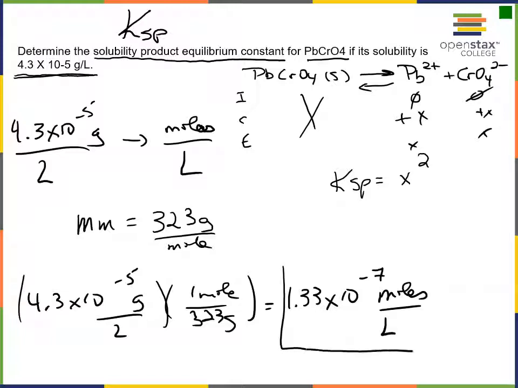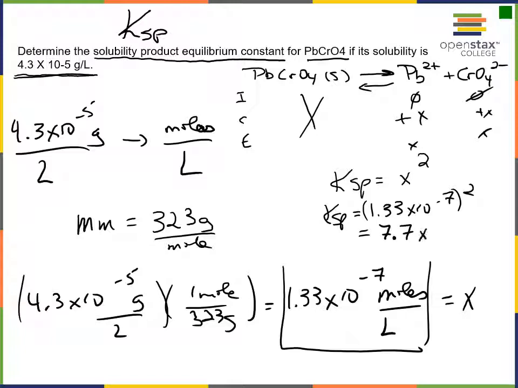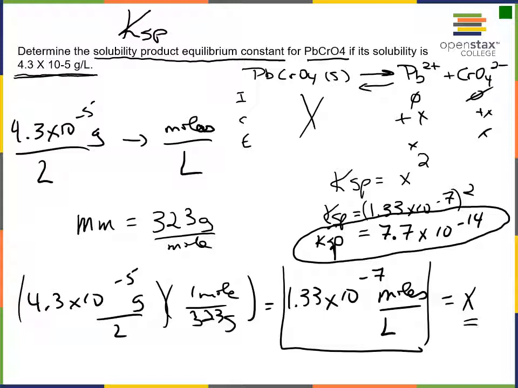Well, this value right here is equal to x. KSP is x squared, so KSP is equal to the 1.33 times 10 to the minus 7 moles per liter squared, or a value of 7.7 times 10 to the minus 14. So if you're given grams per liter, which sometimes we do, you're going to have to use the molar mass to convert into moles per liter, and realize when you have moles per liter, that is your molar solubility, and that is X.